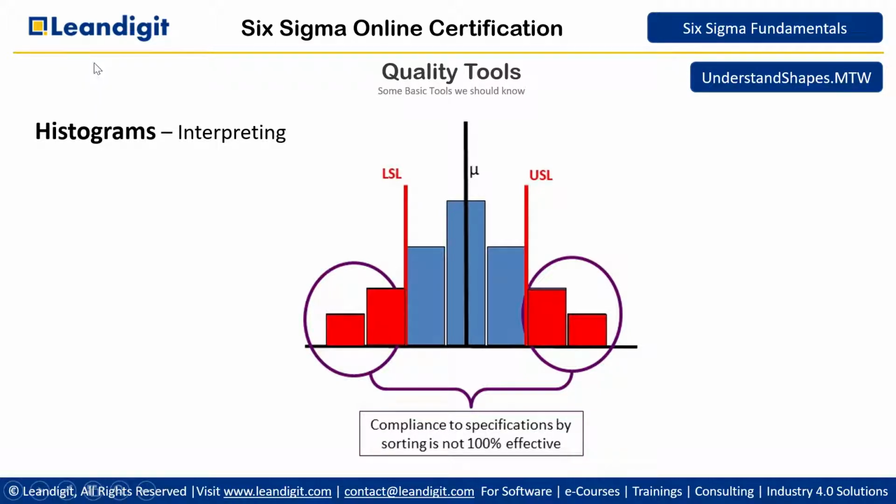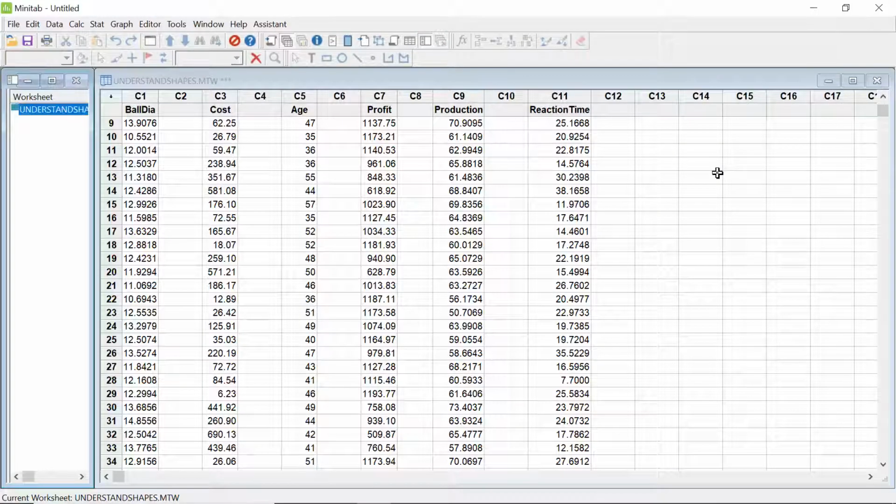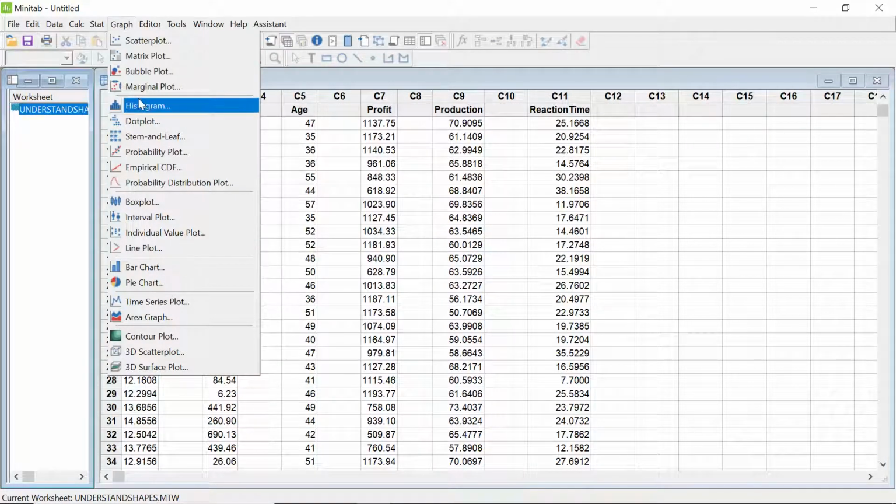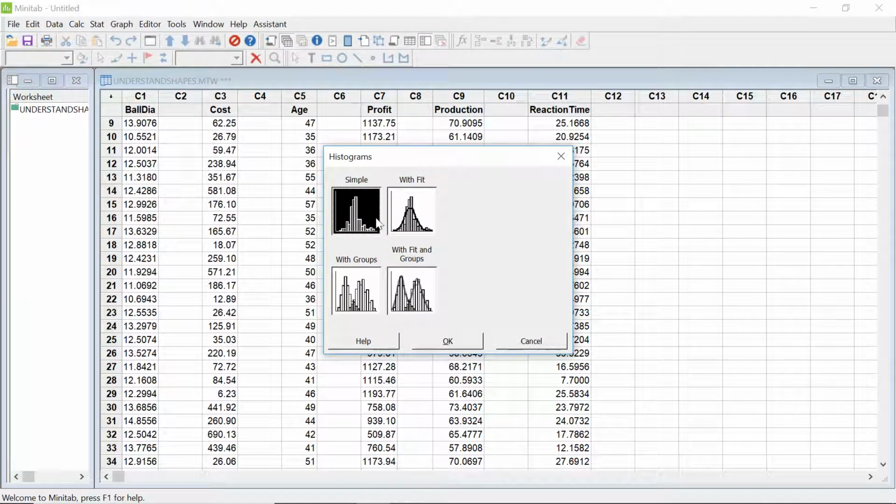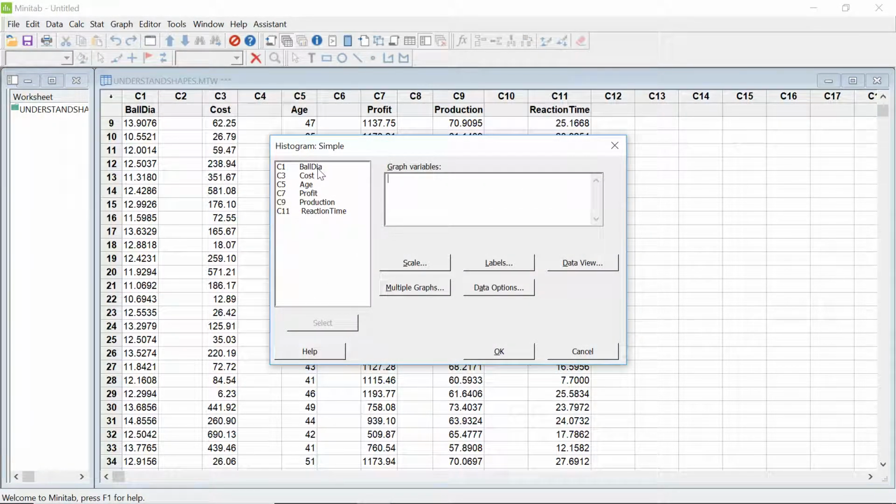To interpret it easily and faster, we recommend the use of Minitab. So we should open this file, understandshapes.mtw, to understand how to make histograms faster. So we have data called ball dia, cost, age, profit. We'll just directly go to Graph, go to Histogram. We'll keep it simple and go to OK, and then choose ball dia. Click OK.